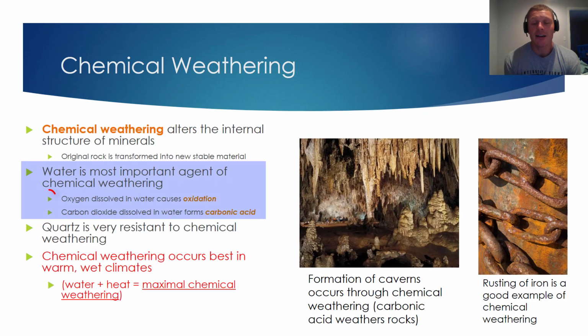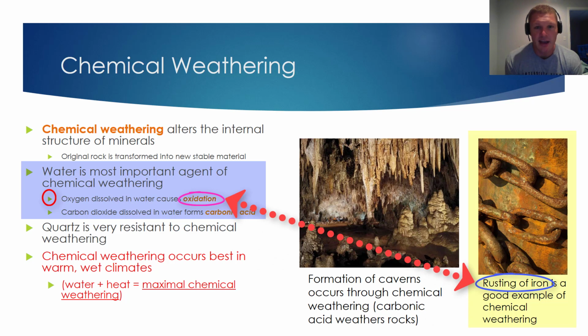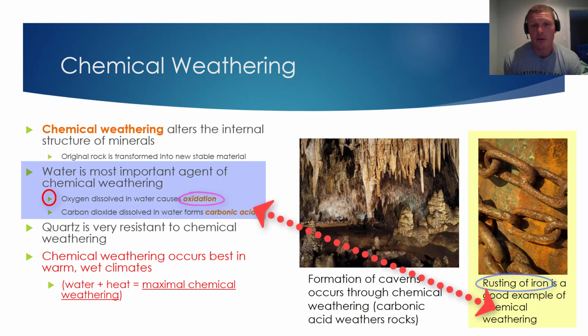As an example, oxygen dissolved in water can cause oxidation. And in the image to the right, showing that really rusty chain, the rust is an example of oxidation. The chain is made of iron, and if that chain gets wet, the iron can chemically react with oxygen dissolved in the water to form the rust that you see in this image.